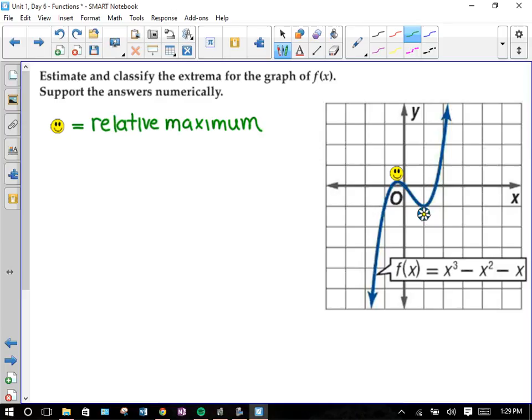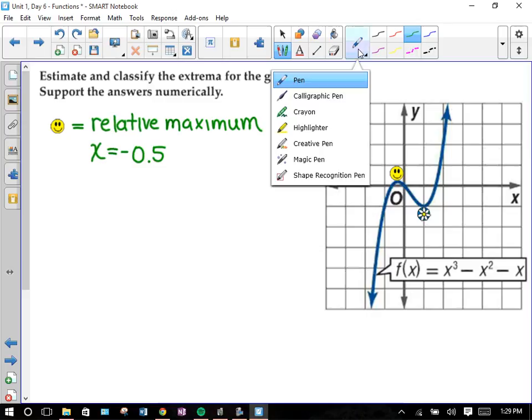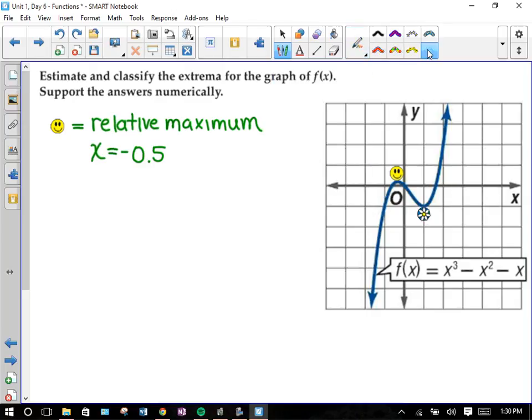Estimate what x value that would be. We'll say everything we estimate would be like 0.5. So x equals negative 0.5. Okay. Good. Alright.